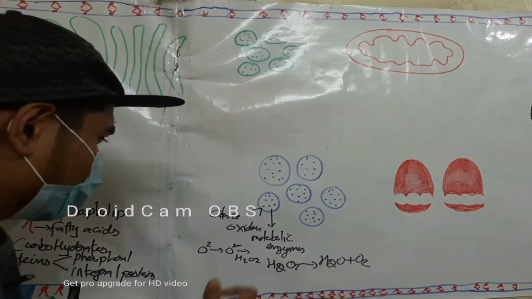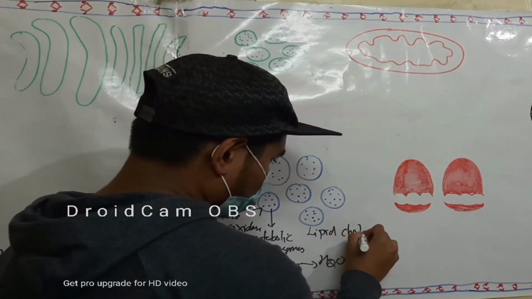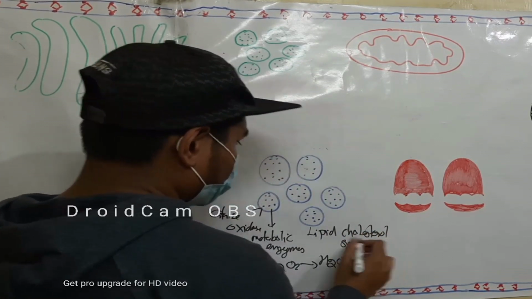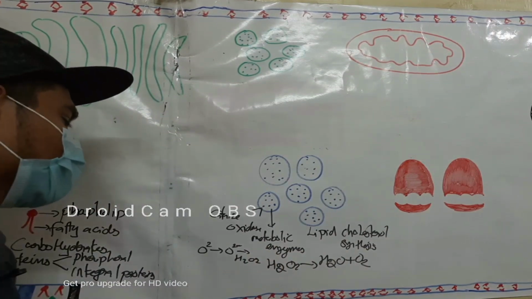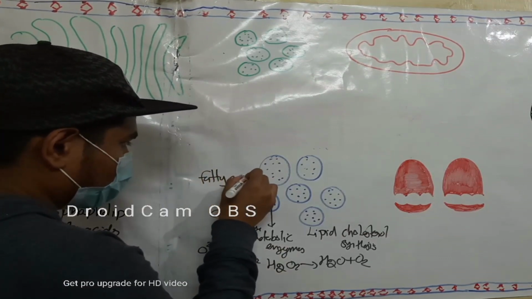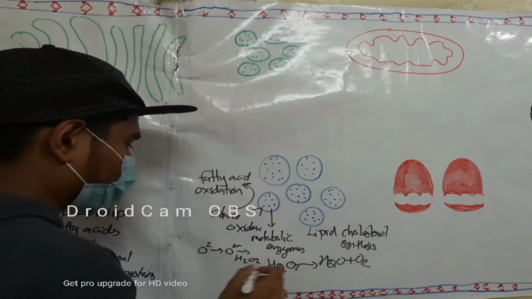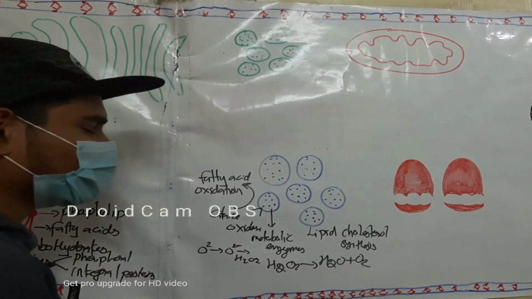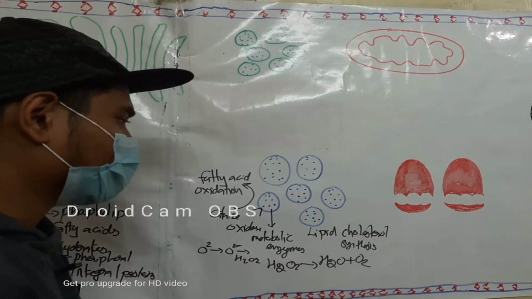They are involved in lipid and cholesterol synthesis. Catalase aids in the first step of fatty acid oxidation. They break down the fatty acids, that is, fatty acid oxidation. They break the fatty acid into acetyl CoA. Fatty acid oxidation is of two types, that is, alpha oxidation and beta oxidation.